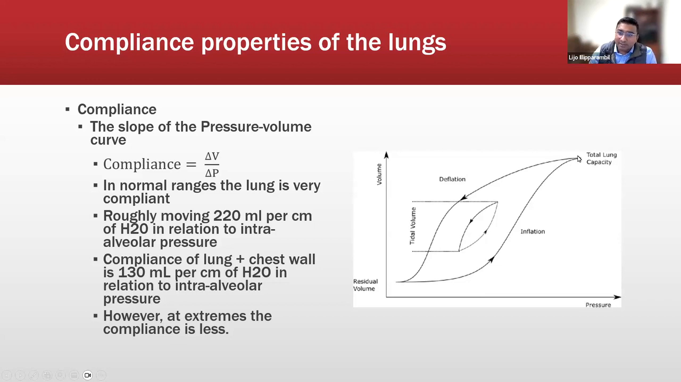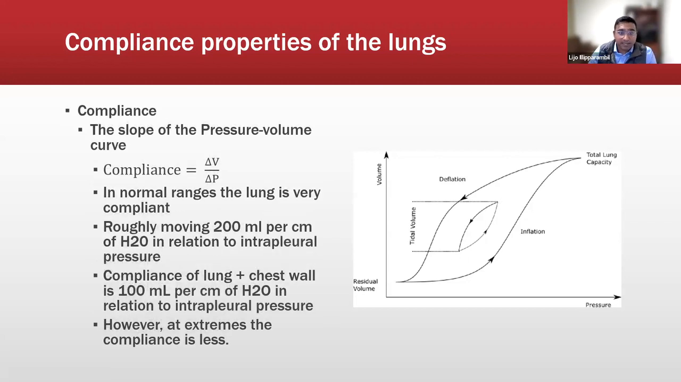However, at extremes, you can notice that the compliance is less. When you're near the end of your volume, at your residual volume, you actually need a lot more pressure before you can get a volume change. The same thing happens when you get near total lung capacity. You need a lot more pressure to get a significant volume change. And that's why tidal breathing exists in this middle area, where you don't need that much pressure to get a huge volume change. When you look at it in relation to interpleural pressures, it moves roughly about 200 mLs per centimeter of H2O. And the lung plus chest wall moves about 100 mLs per centimeter of H2O. But the relationship still holds at the extremes.